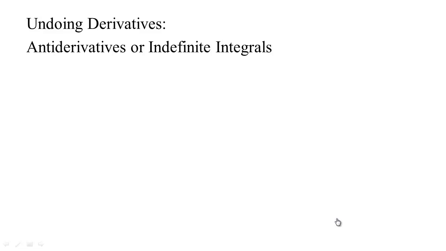Now that we're experts at finding derivatives, we're going to spend almost the remainder of the course looking at how to undo differentiation. How do you undo a derivative? We call that finding an antiderivative or finding an indefinite integral. Those are the words we use for that process of figuring out what function had a particular derivative.